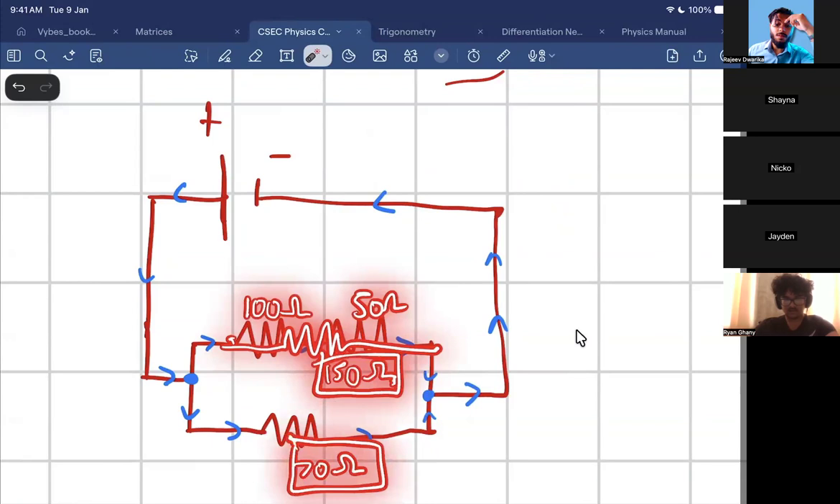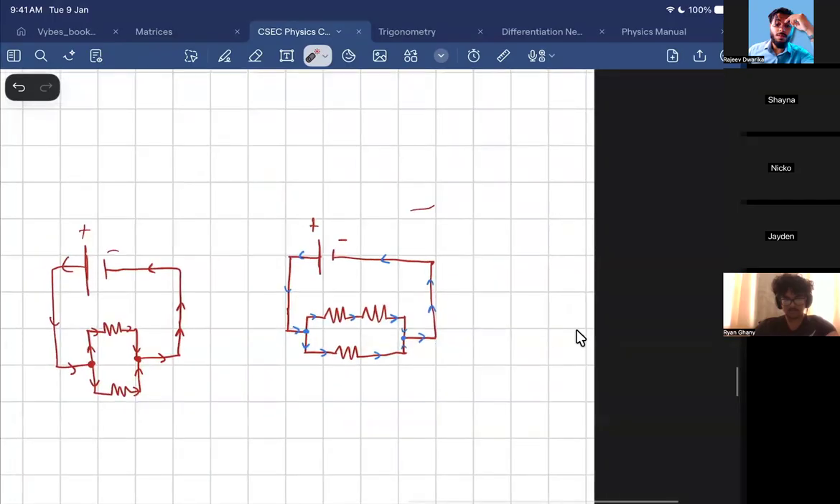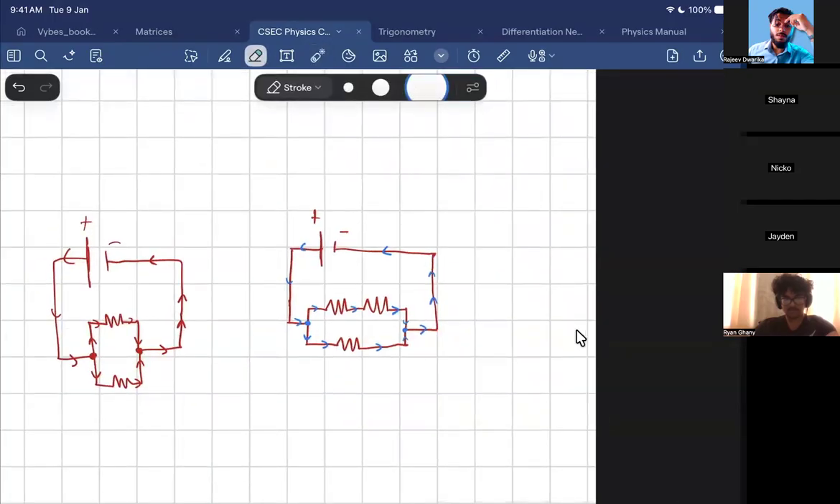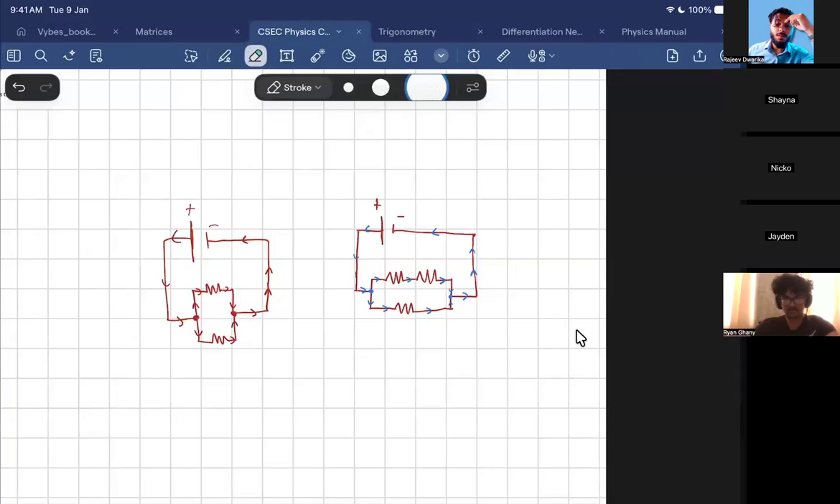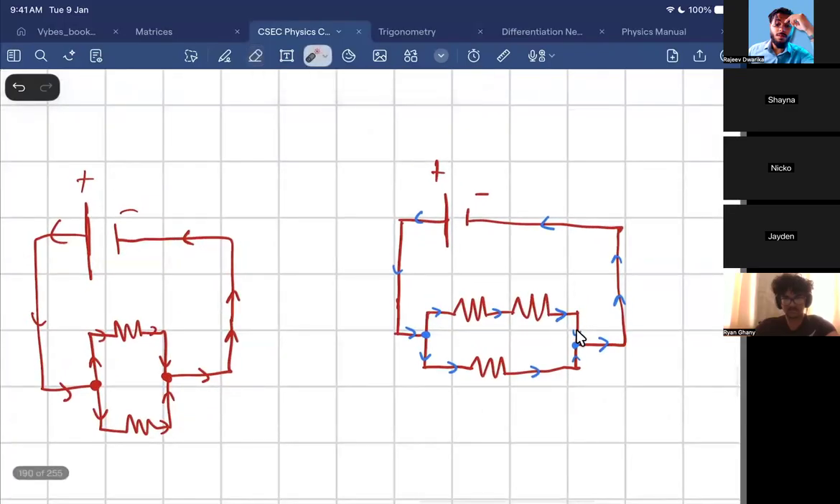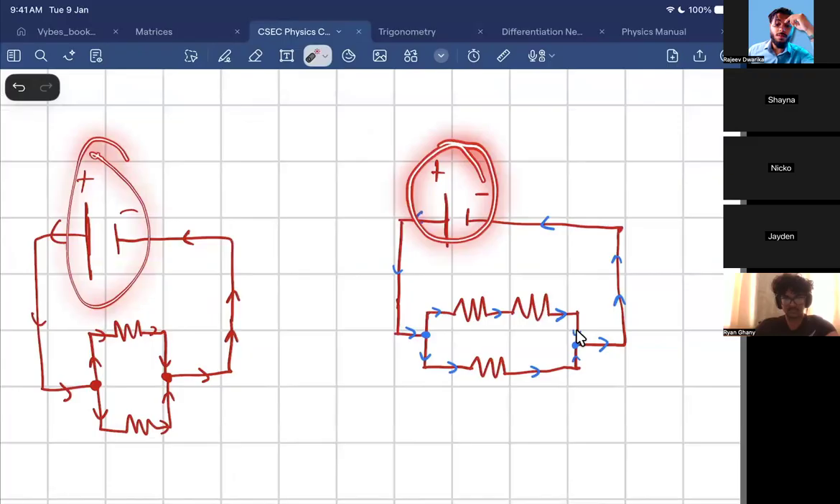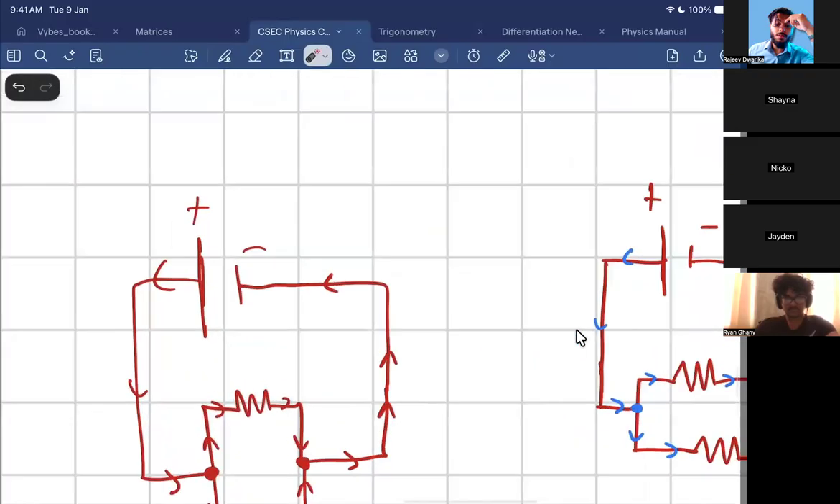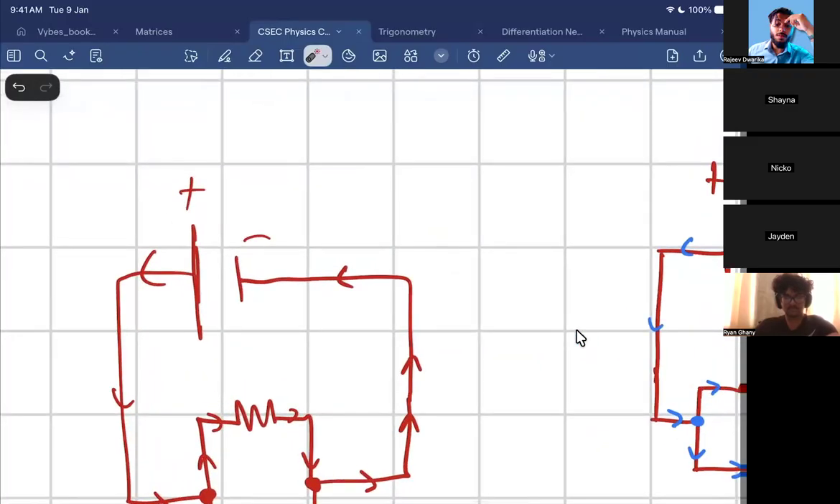Parallel. Exactly, parallel. Cool. So I feel like we understand the concept. Now I need to talk about voltage, right? Do you all understand that a battery has voltage? Now, how many terminals does a battery have? Think about it, guys. How many terminals does a battery have?